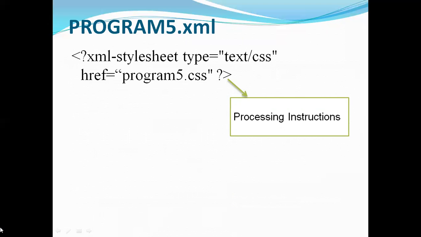Type is equal to text slash CSS, then href is equal to program5.css. Guys, try to understand. Here I'm not using any XML declaration. We know that an XML document consists of 2 parts. One is the XML declaration part. The other one is the document body. In the XML declaration part, we are not specifying any declaration.